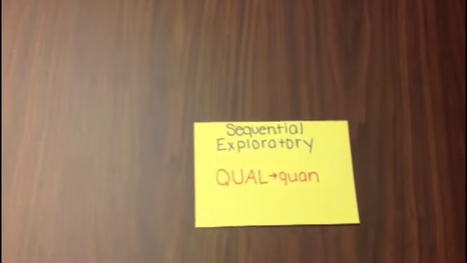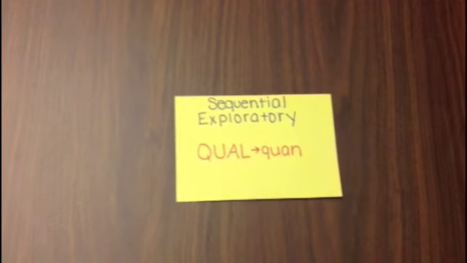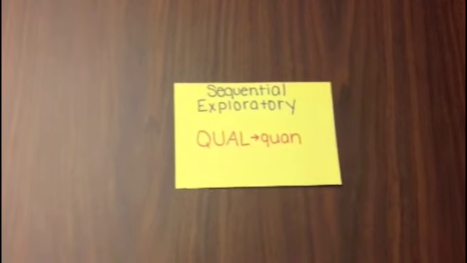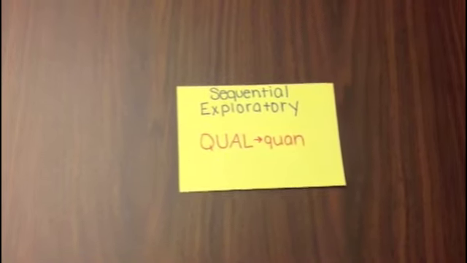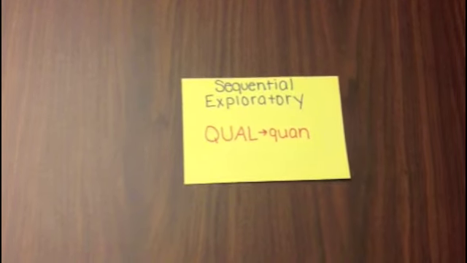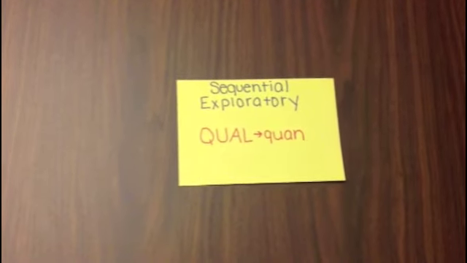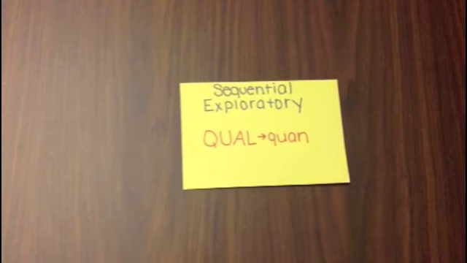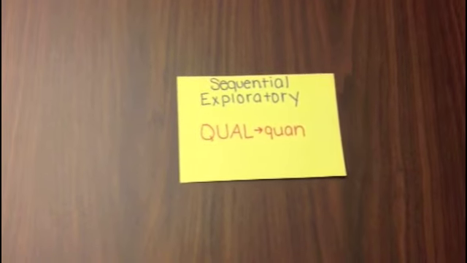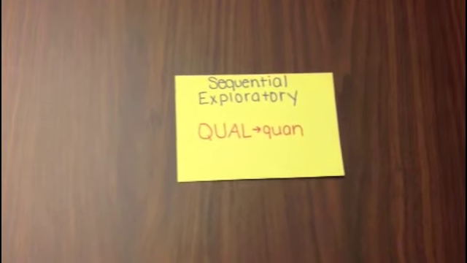Sequential exploratory designs are qualitative followed by quantitative. For example, you may use an interview to gather information about a certain subject and proceed to create a survey based on the data collected. The initial information from the interviews would be the qualitative information. The numbers from the data collected would be the quantitative aspect.